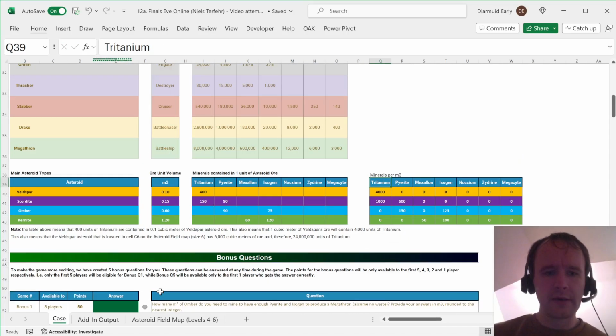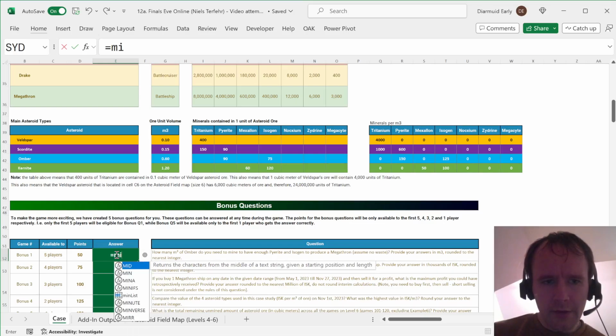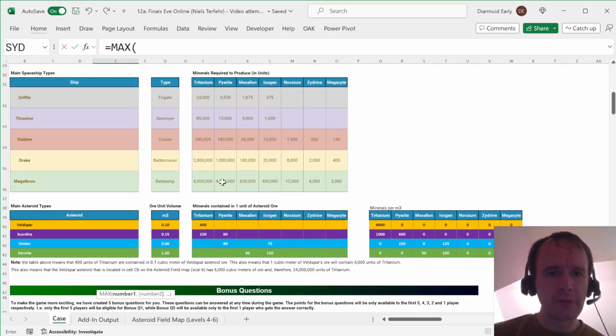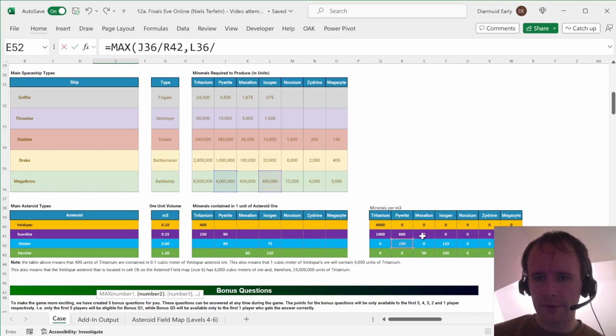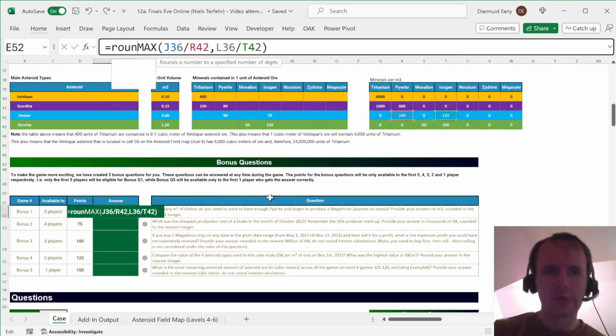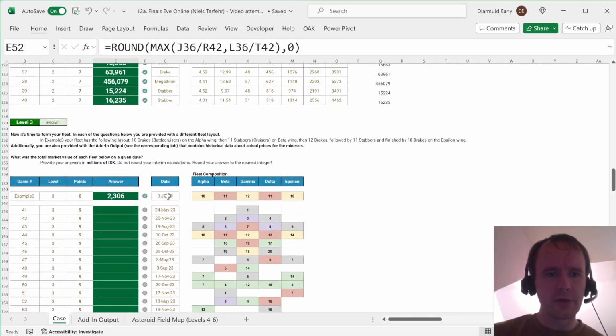And so then I need the max of the ratios. The total amount of pyrite I need is 4 million, and I get 150 of that from each unit, and the total amount of isogen I need is 400,000, and I get 125 from each unit. So the larger of those two ratios, and then we just need to round it to a whole number, I think. So that checks out.